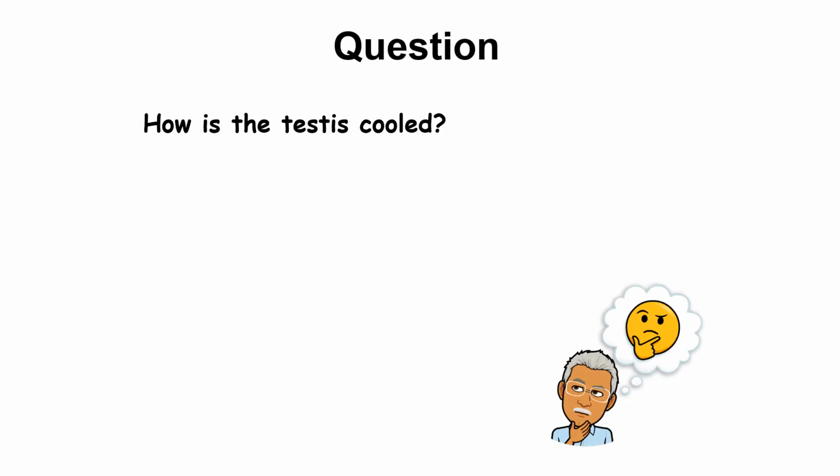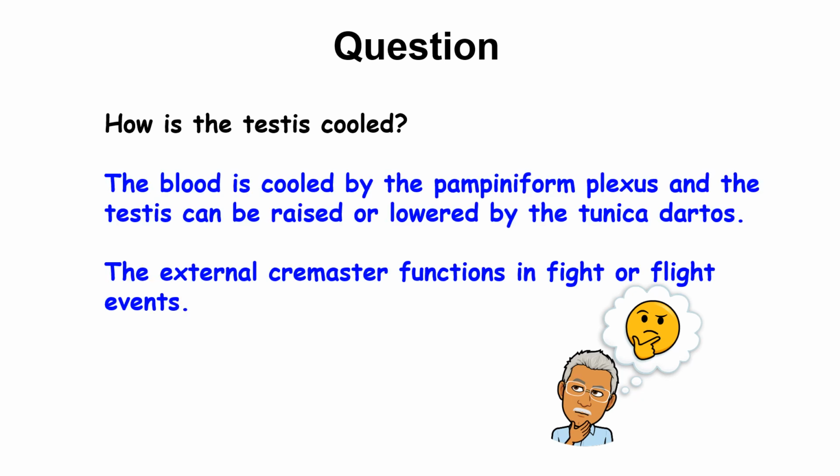So we have here a review of our lesson. How is the testes cooled? The testes is cooled by the pampiniform plexus, a structure that is found in the spermatic cord. And the testes can also be raised or lowered by the tunica dartos. We also have another, the external cremaster muscle, and it functions in the fight or flight response. So the external cremaster muscle is not really involved in cooling, but it functions in emergency cases.